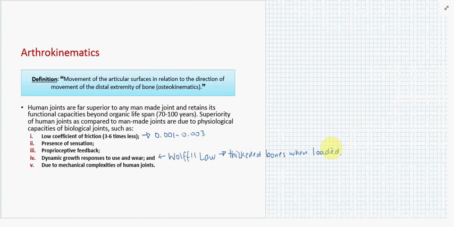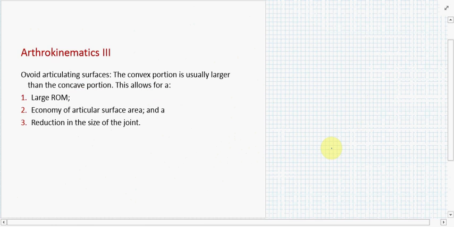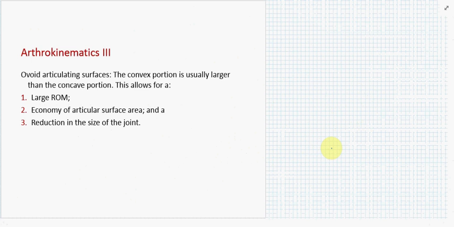Okay. And there are various mechanical complexities in human bones that facilitate their longevity. You have different types of joint structures, so ovoid and sellar joints are the ones that we are interested in. Ovoid are basically convex, so if you think about your shoulder and your hip joint, these allow for a large range of motion. They have greater economy in terms of the articular surface area, greater area per unit volume, and a reduction in the size of the joints itself, right?